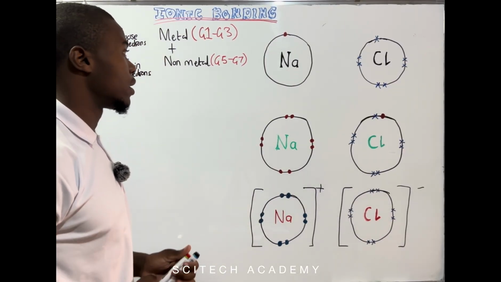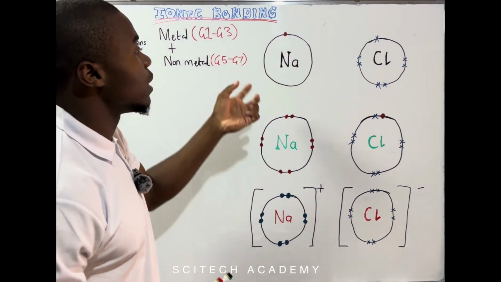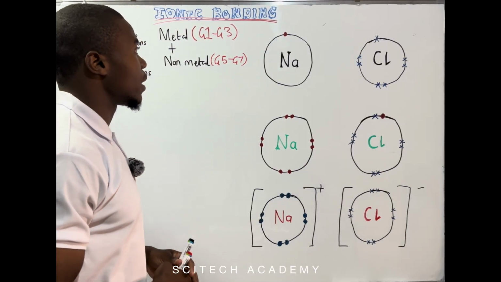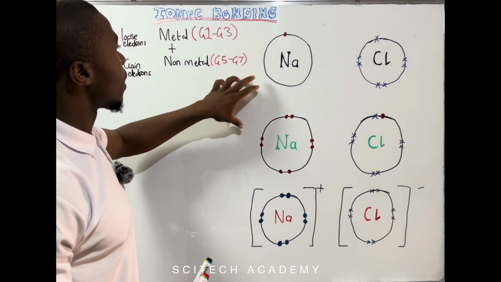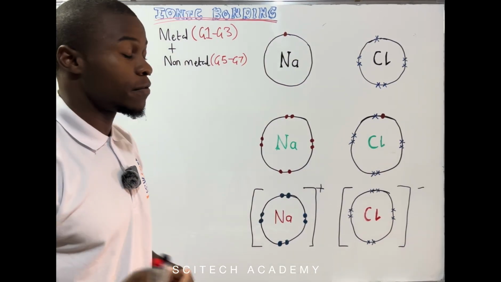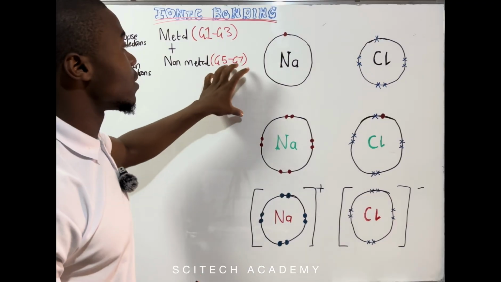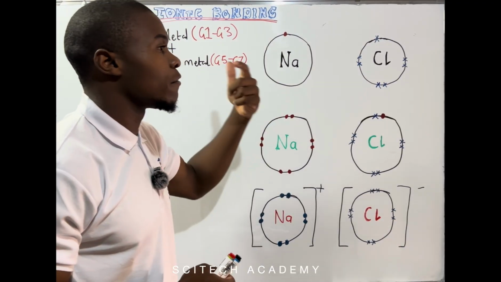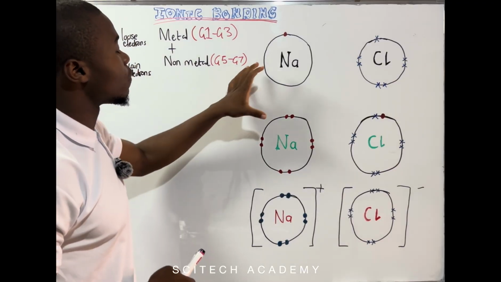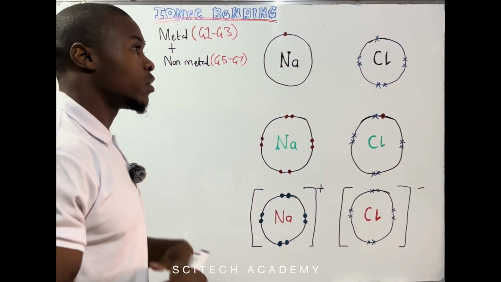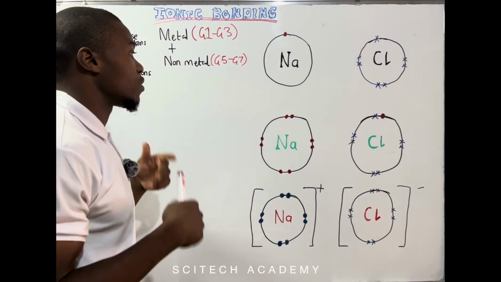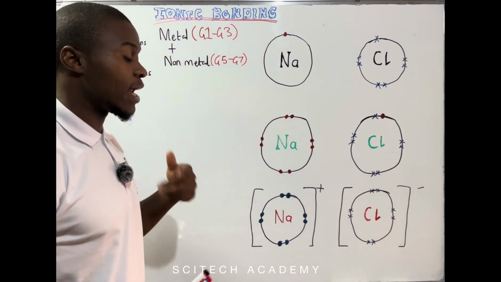The first step, as you can see, is that I'm only indicating the outer shell electrons. Why is it that we are indicating the outer shell electrons? This is simply because only the outer shell, or rather the valence shell, which is the alternative name for the outer shell, has the electrons that are involved in bonding. So if they are involved in bonding, we only have to indicate them and ignore the nucleus and the other shell electrons. A metal will lose electrons based on the number of electrons in the outer shell.